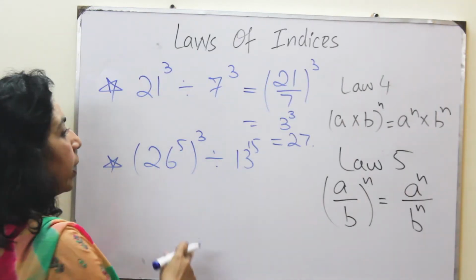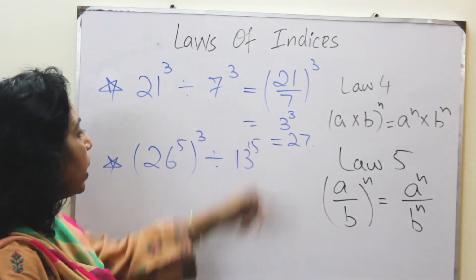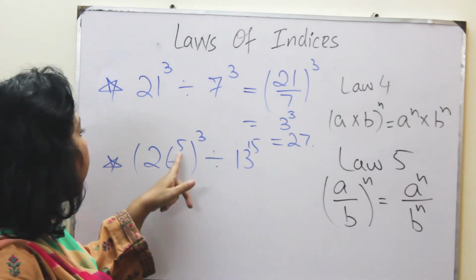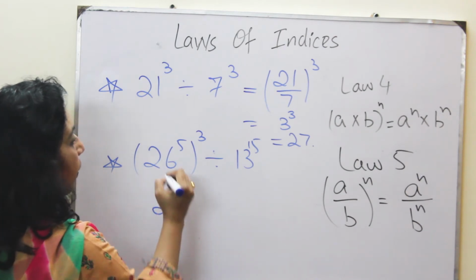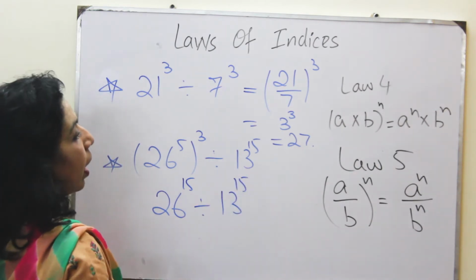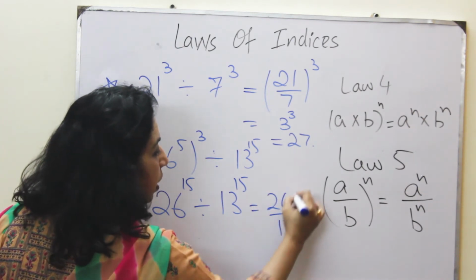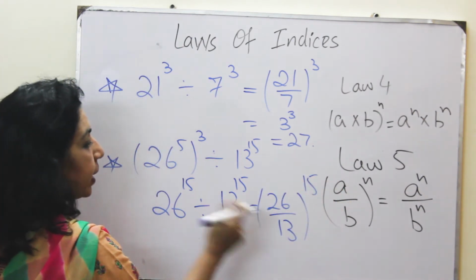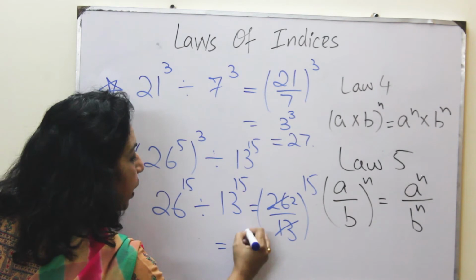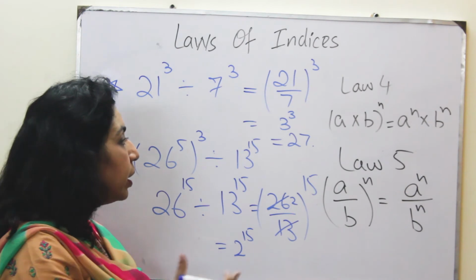Another question related to law 5, you have 26 raised to power 5 whole raised to power 3 divided by 13 raised to power 15. So here we shall use law 3, we shall multiply power with the power, and we have 5 times 3, 15, 26 raised to power 15 divided by 13 raised to power 15. Again we shall have same power, so we shall bring the power outside like this. 26 is in the table of 13, 2 times 13 is 26, so we have 2 raised to power 15 as our answer, or we can take 2 fifteen times to have an integer.